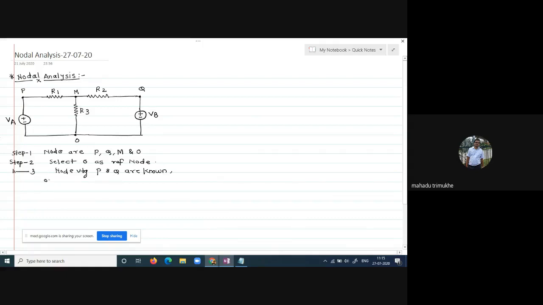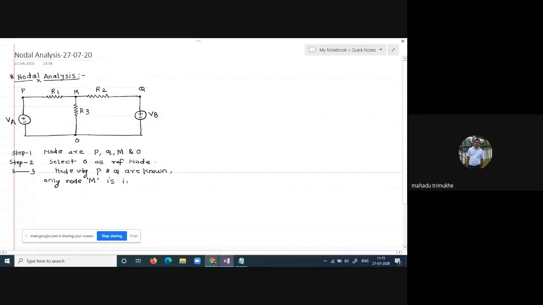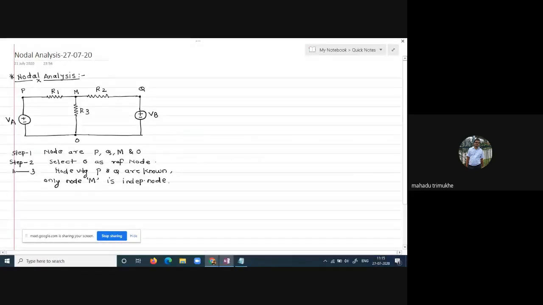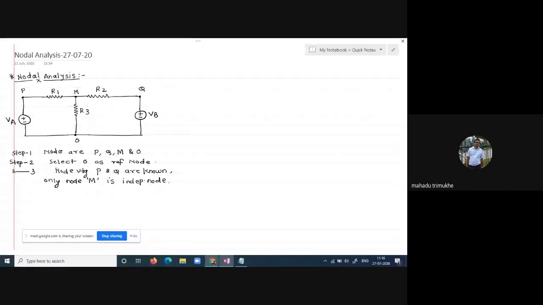The node M is an independent node. That is step number three. In step number three, we have to identify independent nodes. In this electrical network, M is an independent node, but P and Q are not, right? So step number four is what? To assign a voltage variable to each independent node. You have to assign voltage to the independent node. That is step number four.